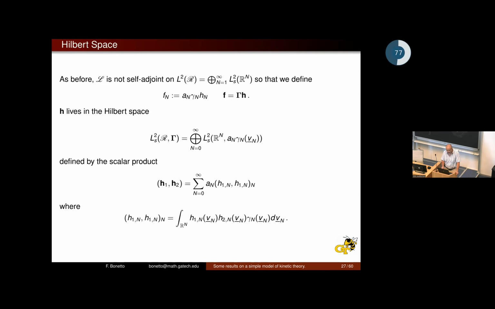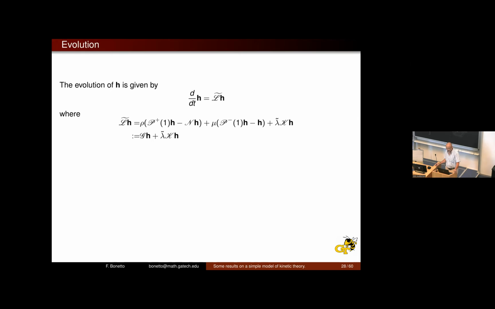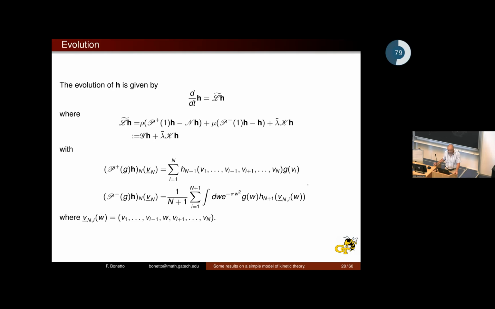And on this large L2 space, you can add the scalar product exactly as before. On every slice, you put the scalar product given by the Maxwellian with its weight. And then you can rewrite your evolution on this new space in this form. And the interesting thing is, if you look at P plus and P minus, they have a very familiar form. This is one thing I like about this system, because they are Fock space creation and annihilation operators.